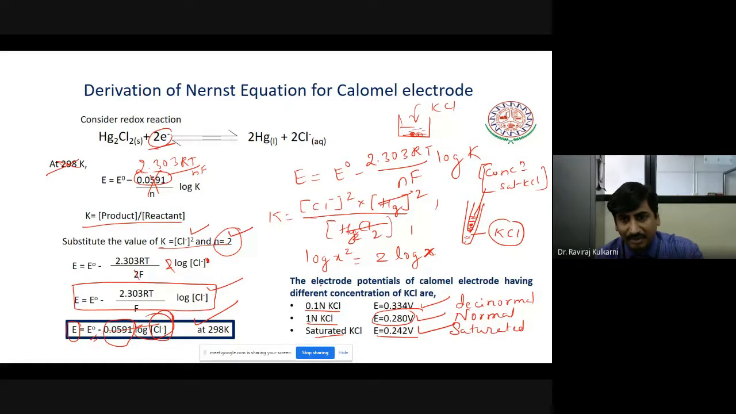Right, E is equal to E naught. So this is E naught, and you can substitute the E naught value. The E value for saturated is 0.242. Calculate the log Cl minus value, take the antilog of that, and you get the Cl minus ion concentration, that is, the saturated calomel electrode concentration. Okay.